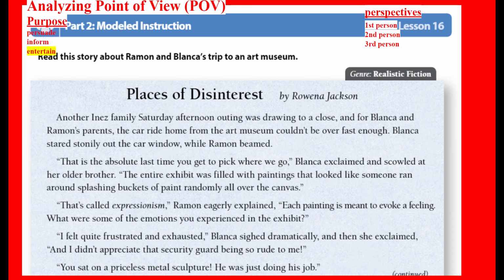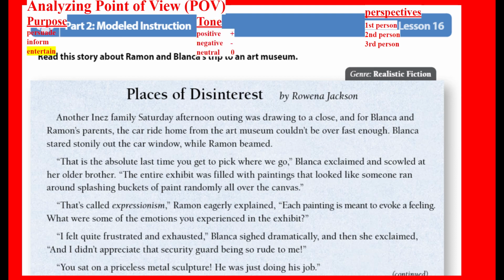So that's why I have entertain highlighted in yellow. So when you copy this down, you may want to highlight it in yellow as well. So that way you know that the purpose of the text that we're looking at today is to entertain. And don't forget, anything that is written in red, you need to also make sure you have it written in your source book. So, just a reminder.